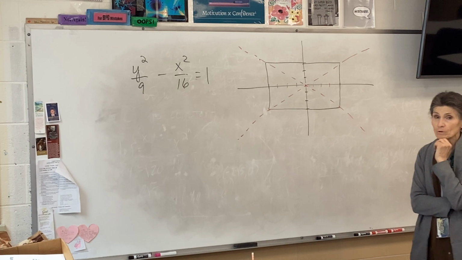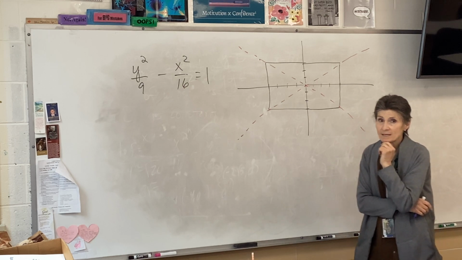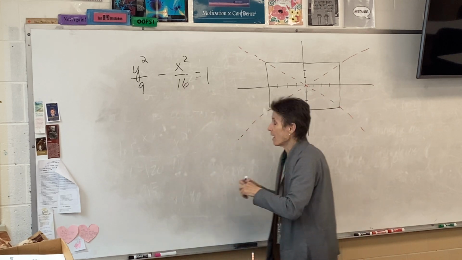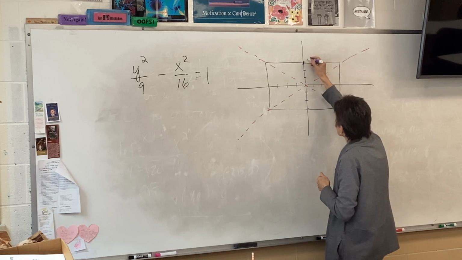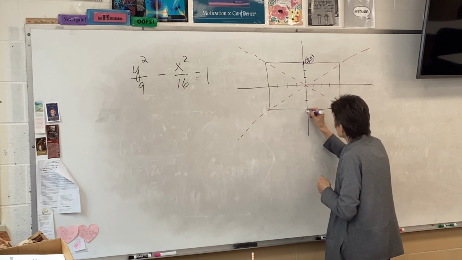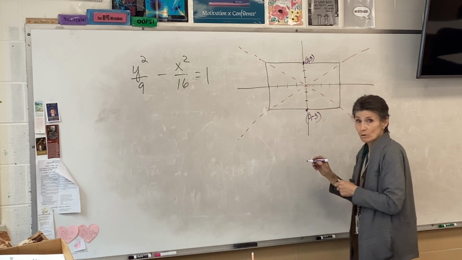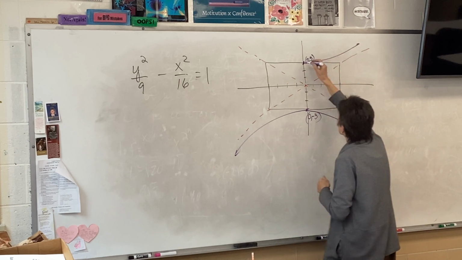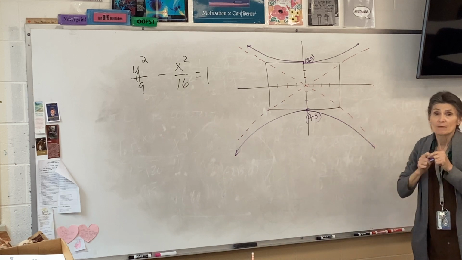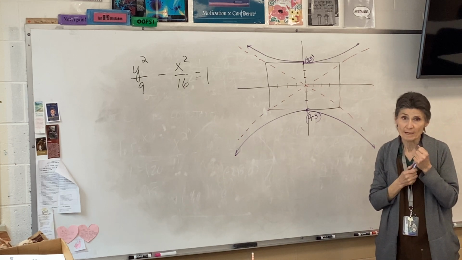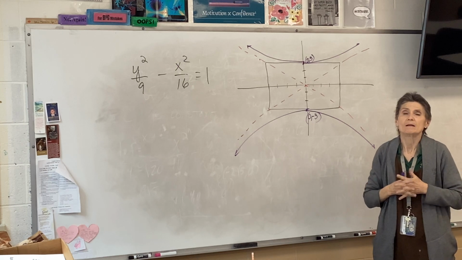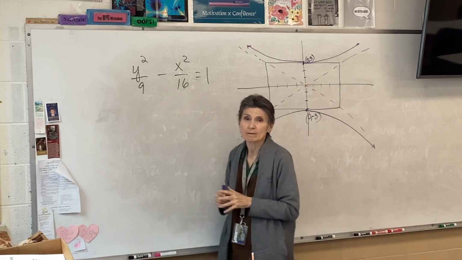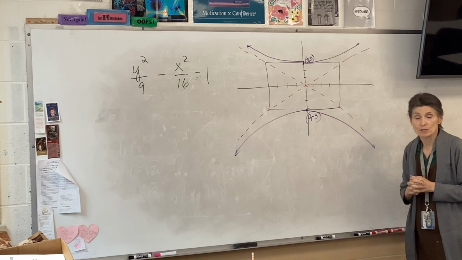Remember that the vertices, the parabola, opens in the direction of the letter that comes first. So the letter that comes first is y. So up 3 right here, 0, 3. Down here, 0, negative 3. Those are my vertices, and this is what my hyperbola looks like. Remember, they open up and down, or left and right, and it depends 100% on which letter comes first in the equation. Okay, so if you know y comes first in the equation, then you're opening up and down, just like this.